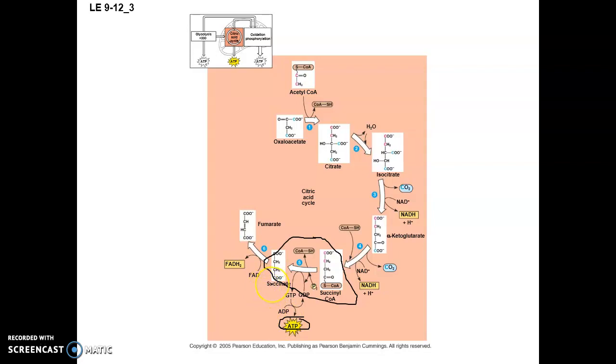Then we have this molecule called succinate, and by no means do you need to remember any of these molecules. And we oxidize it again, but this time instead of NADH, the molecule that takes the electron is FAD, which turns it into FADH2, and we make the molecule fumarate.